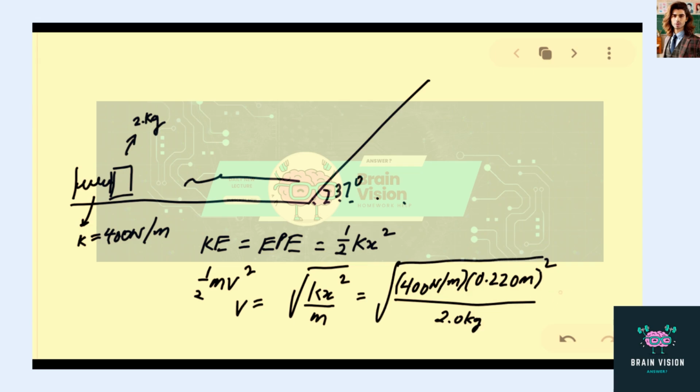Right, so this is the expression. So our velocity should be 3.11 meters per second.